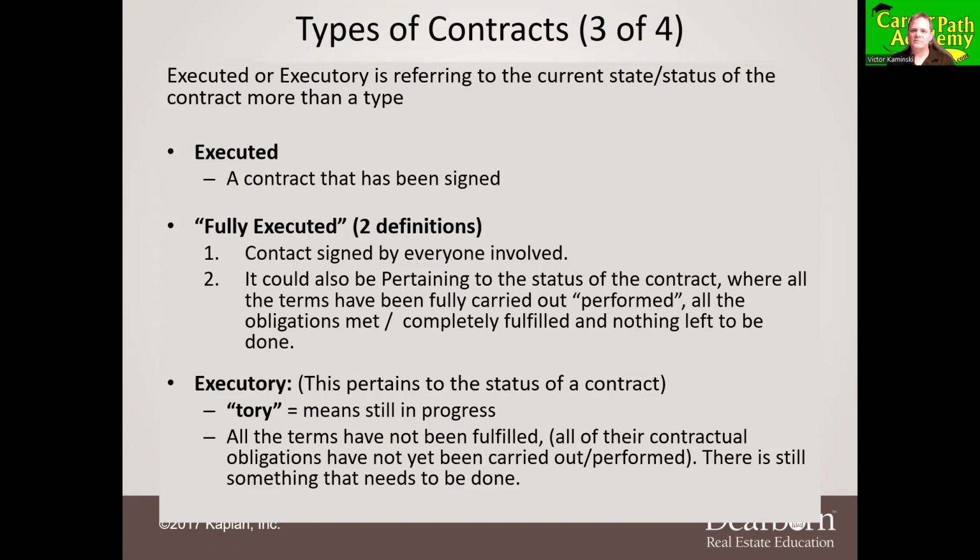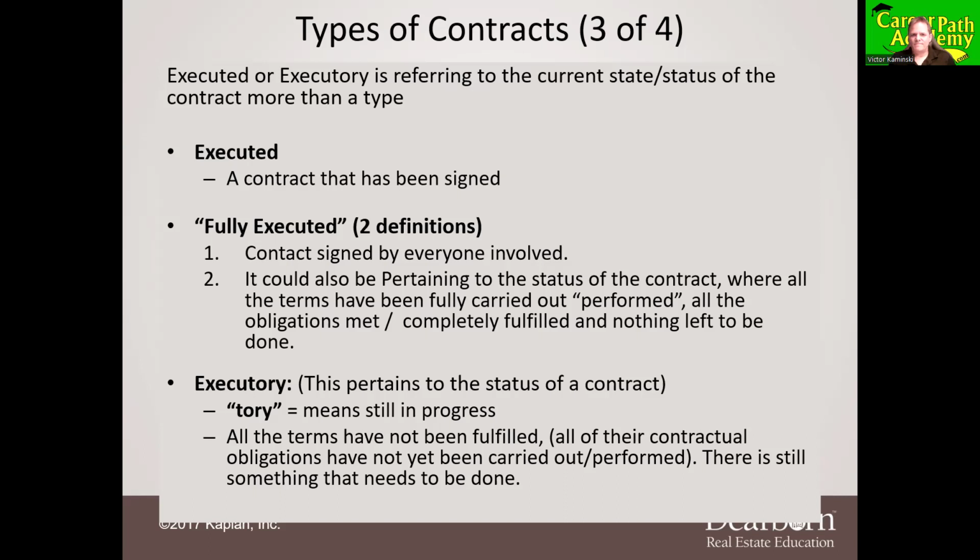Did they sign the contract? Okay, so they signed the contract. So now we have a fully executed contract, meaning signed by both parties. So what status is the contract in now, if it's just been signed by both parties? The beginning. So you mean there's still things that need to be done in the contract? So what status is that? That's called executory status.